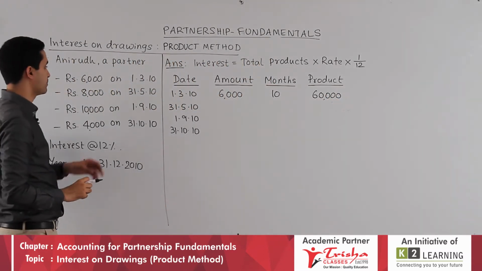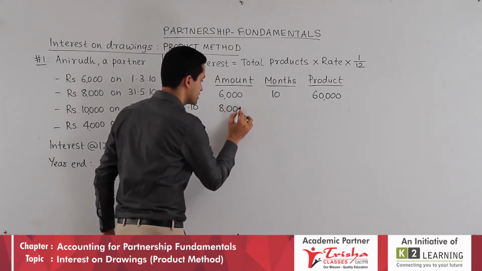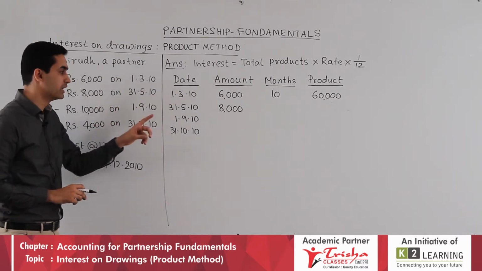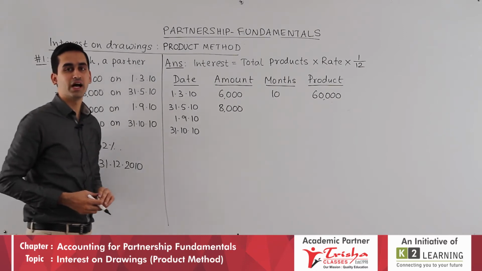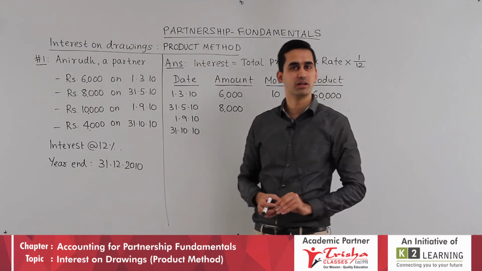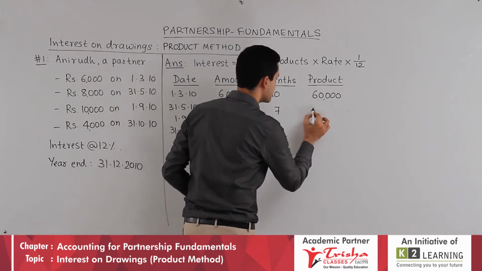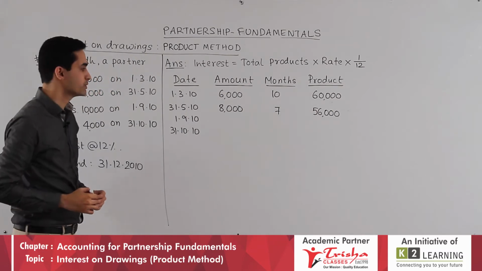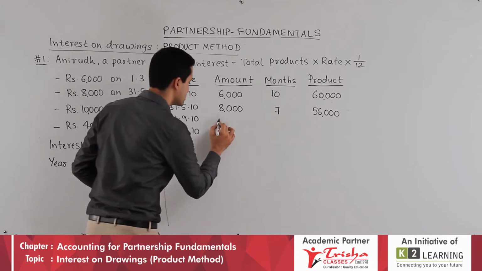Second withdrawal happens on 31st May and the amount is 8,000 rupees. Friends, here it is 1st March, so I included even March month. Here it is 31st May, I should not include May month. That means I should start from June. June, July, August, September, October, November, December. Totally I have 7 months. This will be 56,000. Third one is on 1st September 2010 and the amount is 10,000.